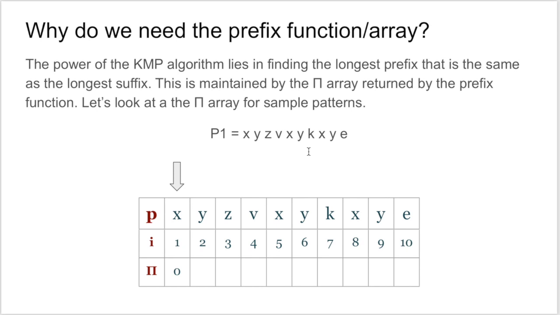So let's take a pattern P1, which is also represented in an array format, and here again we are starting from 1. So the pattern is XYZ VXYK XYE. Let's look for the repetitions of any letters in the pattern, right? We are encountering X for the first time, so we set 0. We encounter Y for the first time, so we set 0 as well. We encounter Z for the first time, so we add 0 as well, and the same for V.